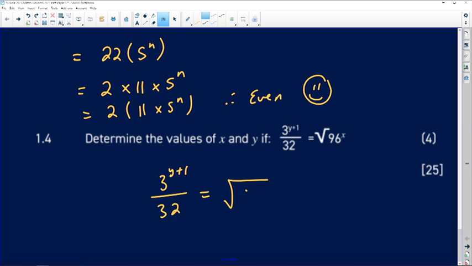So I'm given the square root of 96 to the power of x. I don't like having that. So I'm going to square to undo the square root. But if you do that on the right hand side, we definitely need you to repeat the same on the left hand side. We need you to maintain the same energy on the left hand side as well.